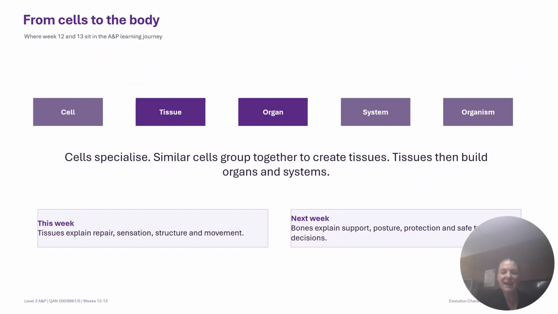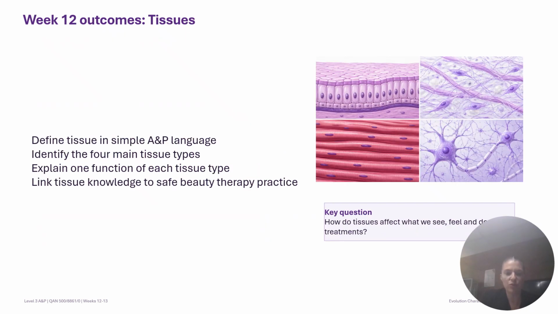So the first thing is, from cells to body, I've got my workbook here that you've already had. We've got cells, tissue, organs, systems, and then we've got the skin system. They're all called different names. And then we've got the organisms. So this is what we're doing this week. This is what we're doing next week. Excuse me, I have had a horrendous cold.